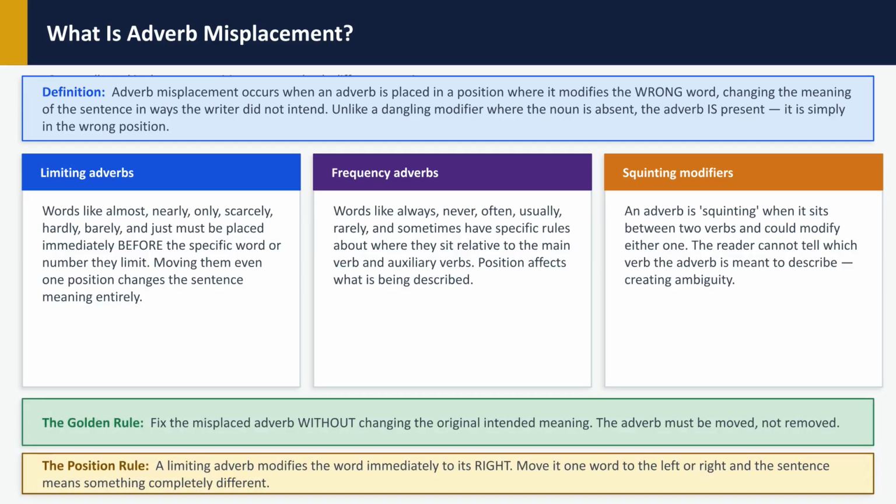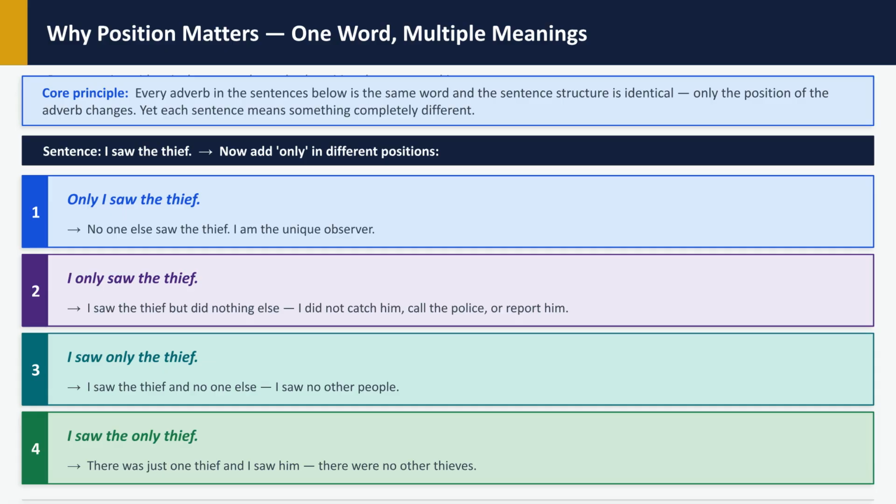The position rule states that a limiting adverb modifies the word immediately to its right. The position of only dramatically alters the meaning of a sentence. For instance, in "only I saw the thief yesterday," the focus is on the unique observer, whereas "I saw the thief only yesterday" focuses on recency.